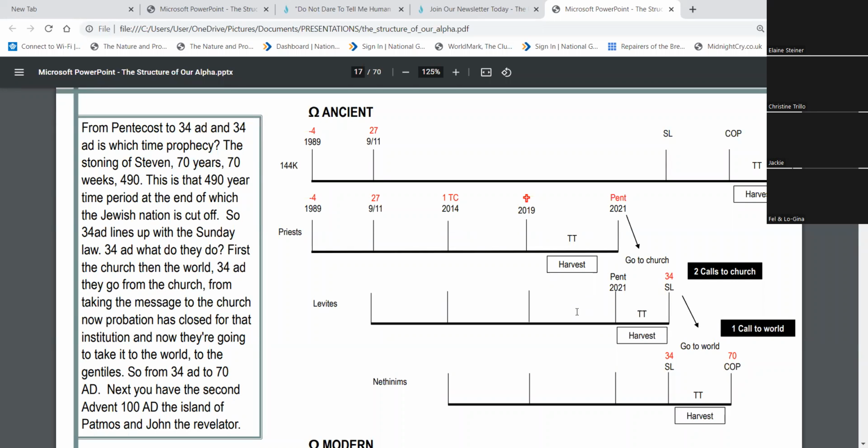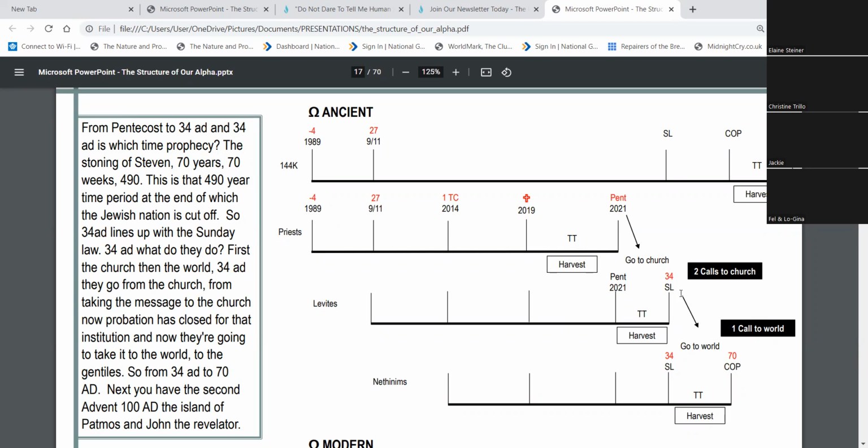Pentecost to 34 AD, and 34 AD is which time prophecy? The stoning of Stephen. 70 years, 70 weeks, 490. This is that 490-year time period at the end of which the Jewish nation is cut off. So 34 AD lines up with the Sunday law.